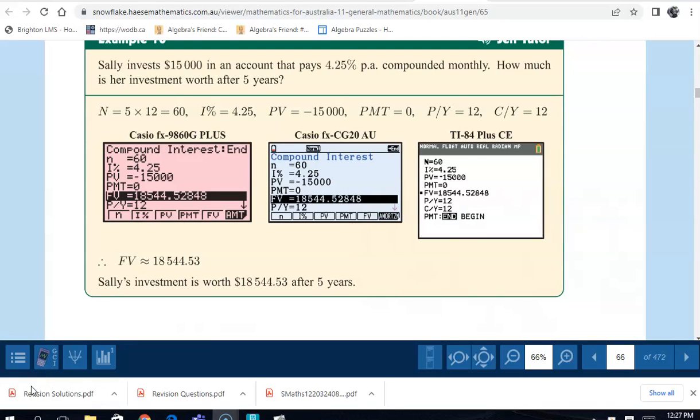It's great using the calculator, but I'm not going to see what you've put in your calculator. And what happens quite often is sometimes you mean to put the right thing in, but you accidentally put the wrong thing. So that's why for every question, we're going to need you to write this stuff out. N, I, PV, PMT, PY, and CY, right?